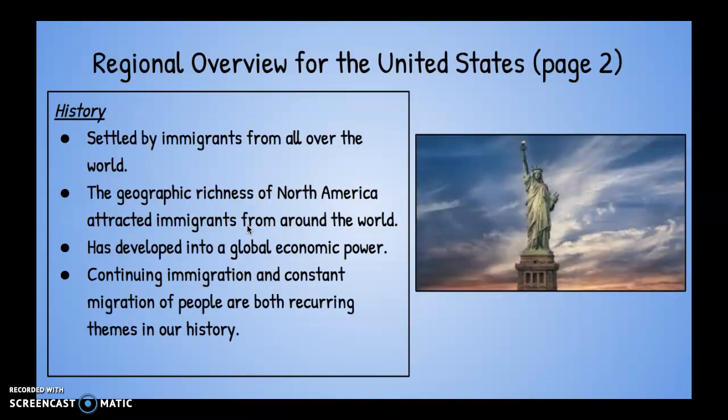This is page 2 of our regional overview for the United States. This slide is focusing on history, so there are only 4 bullet points, but still lots of good info. The United States was settled by immigrants from all over the world. The geographic richness of North America attracted immigrants from around the world. It's a huge part of our history. The United States has developed into a global economic power, and continuing immigration and constant migration of people are both recurring themes in our history.